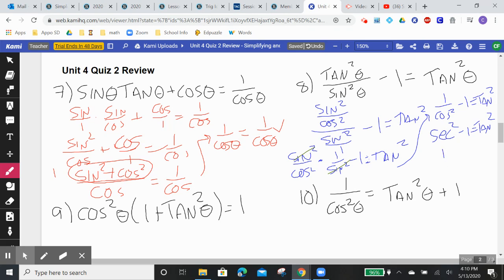What is secant squared minus 1? Well, that is indeed tan squared. So we get tan squared theta equals tan squared theta. Check.